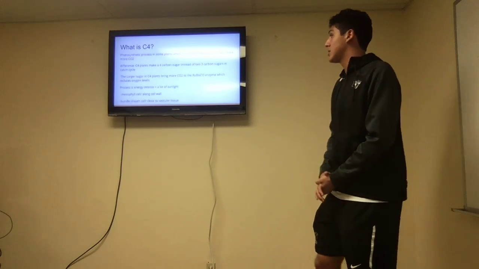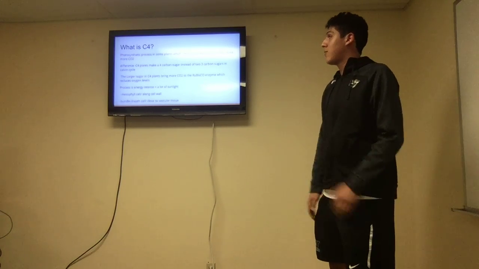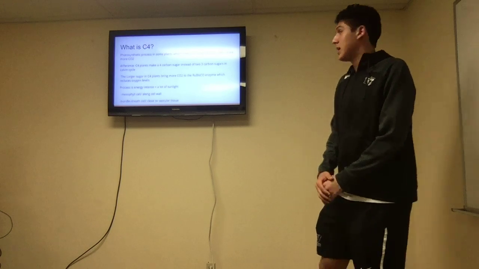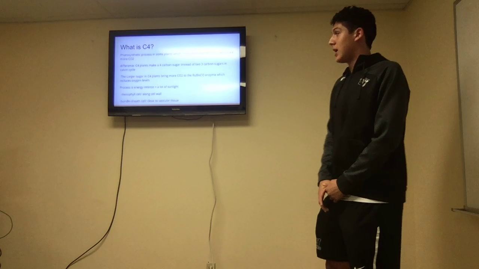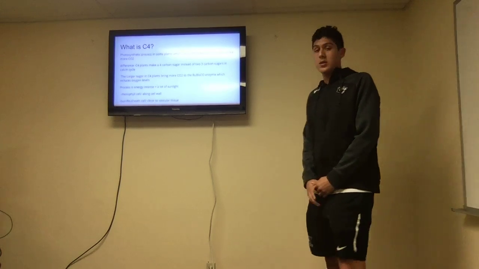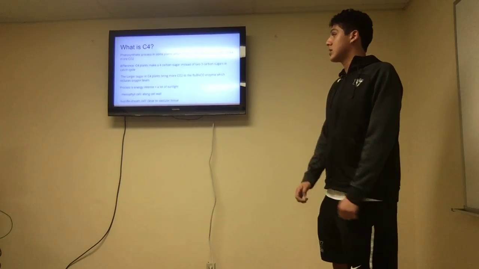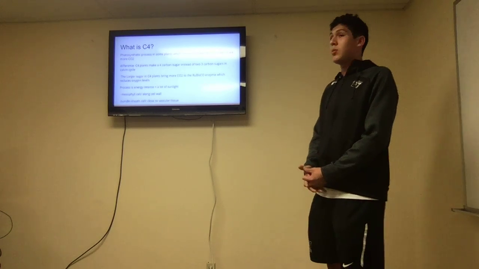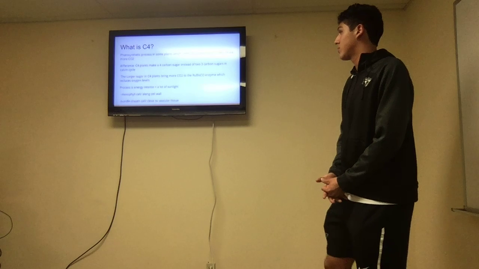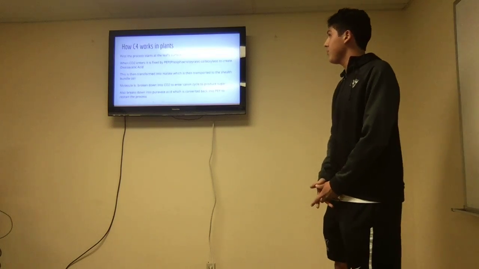so dry environments. The thing that makes C4 unique from C3 is it has two cells, a mesophyll cell and a bundle sheath cell. The mesophyll cell is located along the cell wall, and the bundle sheath cell is located deeper down, close to the vascular tissue.